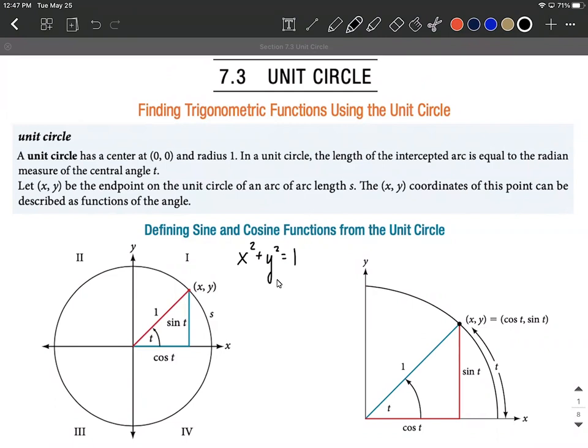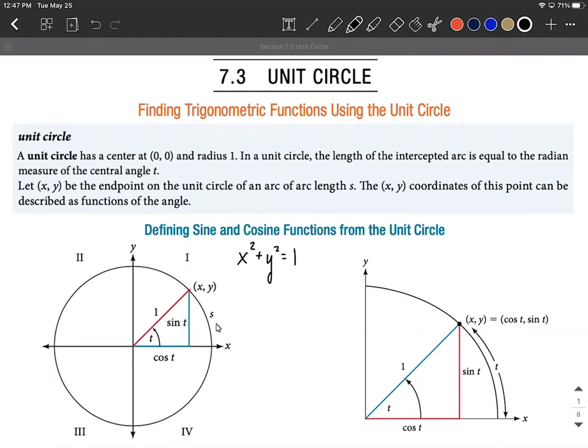We also go ahead and say that the length of the intercepted arc, basically the length of this arc around the outside of the circle, is equal to the radian measure of that central angle. So whatever the angle is on the inside is going to be the exact same, if it's in radians, as far as the distance around the outside, where S is on our picture.